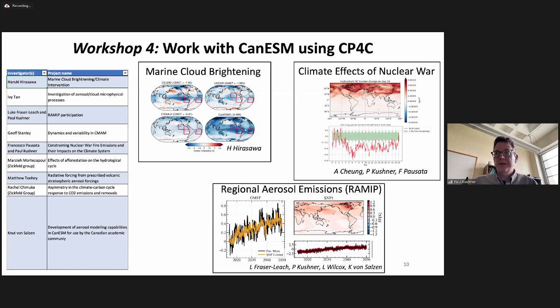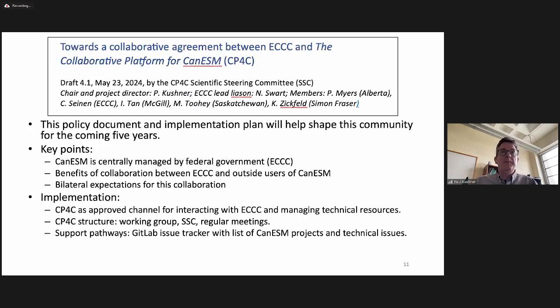These are early days, but it's very encouraging that people like Anson and Luke, who are pretty new students, are actually able to get going with the model and contribute to its development on this platform as well. This slide here shows just the title of our policy document towards a collaborative agreement between ECCC and CP4C.